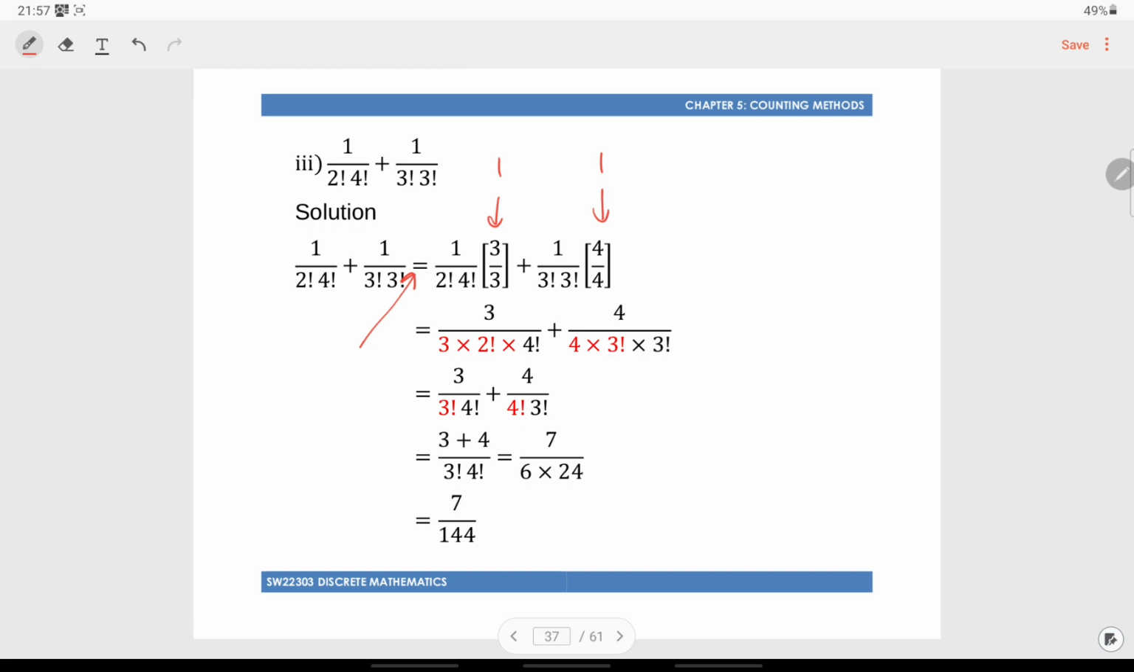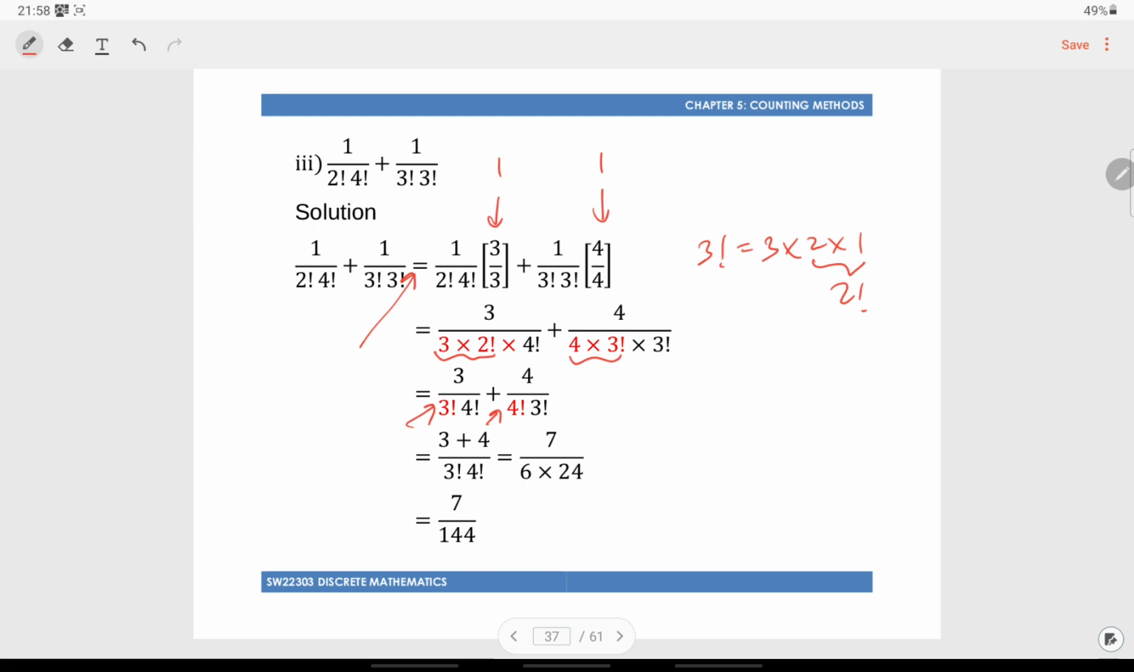Okay, and then we multiply the first fraction. At the numerator we have 1 times 3 equal to 3. And at the denominator, because we have 3 times 2 factorial times 4 factorial, this part can be simplified as 3 factorial, because 3 factorial is equal to 3 times 2 times 1, and this one is 2 factorial. So we replace 3 times 2 factorial with 3 factorial. On the other side, we have 4 times 3 factorial, which again can be replaced as 4 factorial.